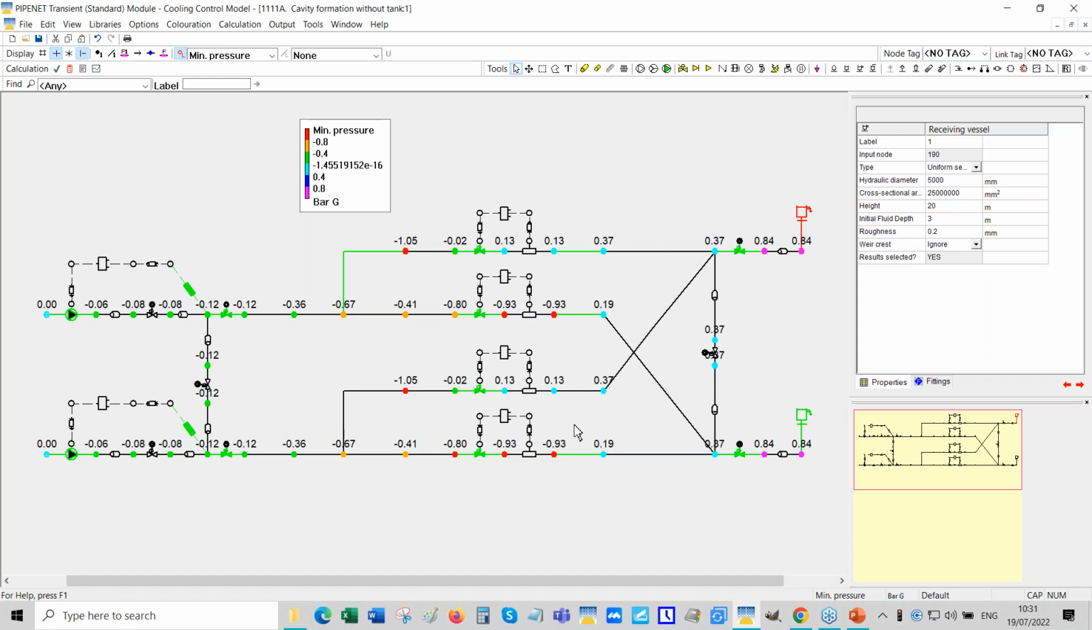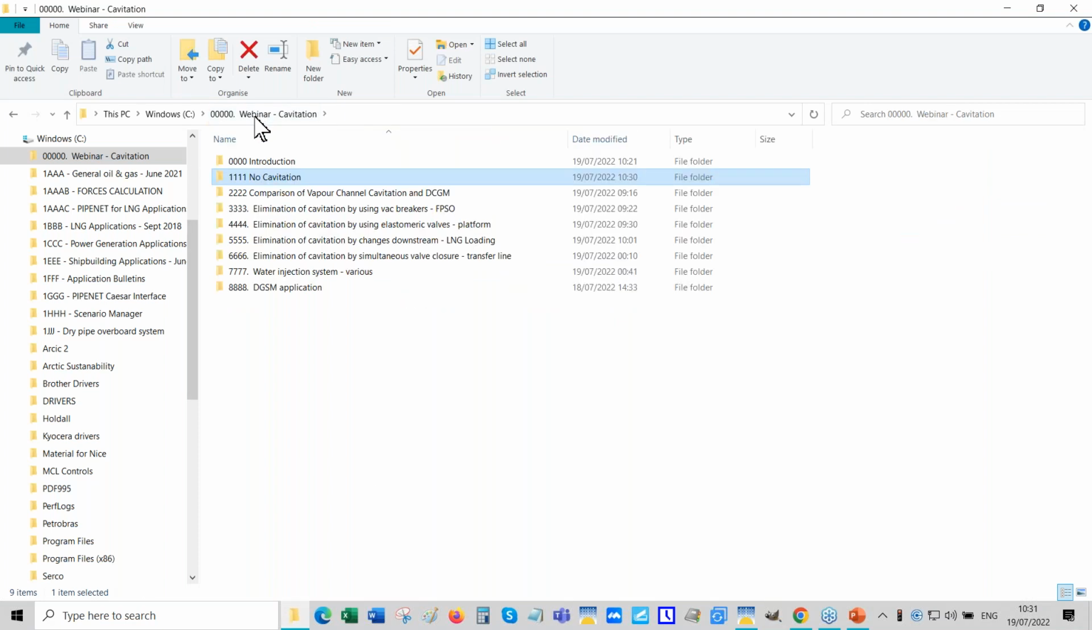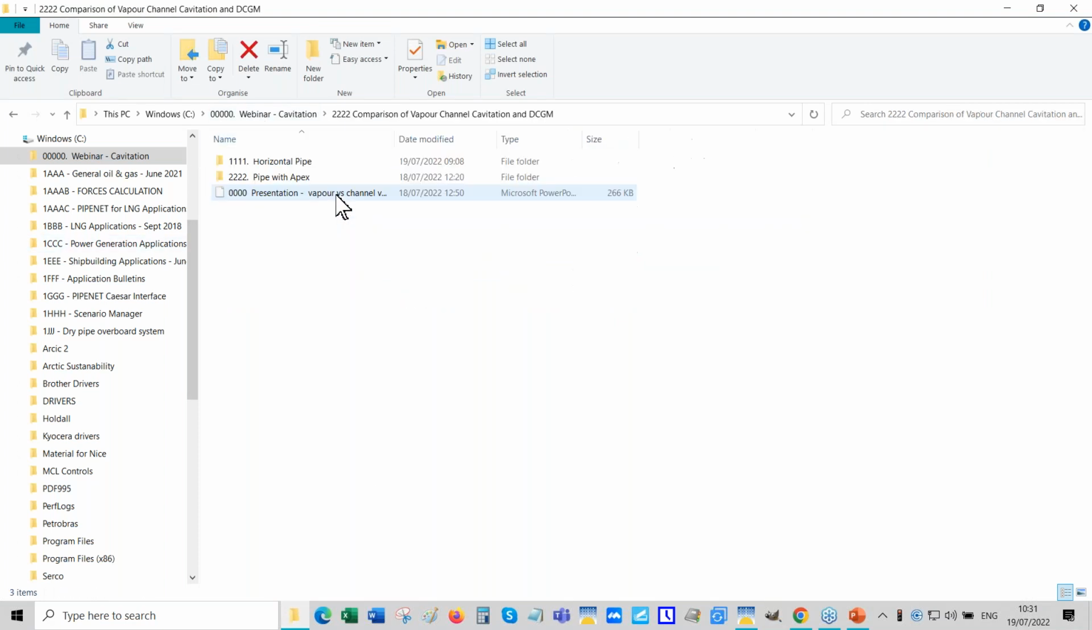So don't dismiss the no cavitation model. If you have very large systems, it'll run faster, and it may not be necessary for you to model the cavity forming. And that is the beauty of the new cavitation option. So let's press on to compare the other three models.